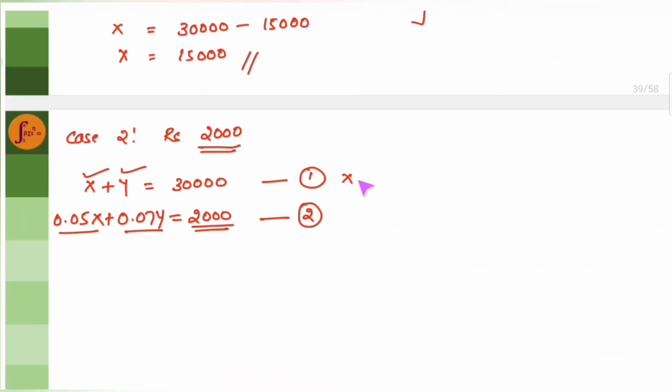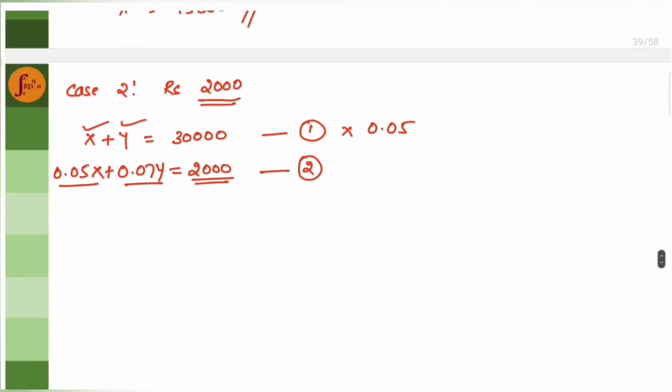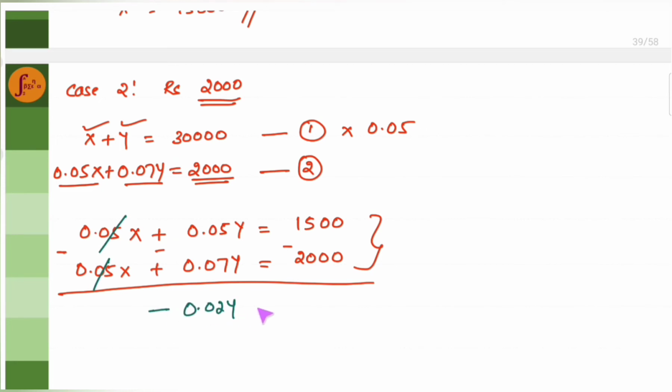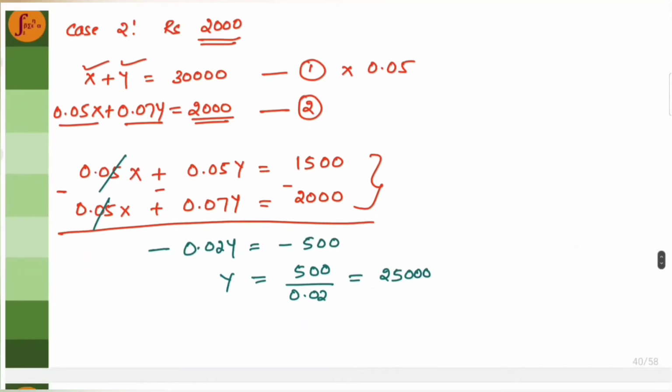So we'll multiply expression 1 with 0.05 now. Same thing. So we'll get 0.05X plus 0.05Y is equal to 1,500. And we'll copy the second expression. Now let's subtract both these expressions. The X terms will get cancelled. So we'll get minus 0.02Y is equal to minus 500, which means Y is equal to 500 by 0.02. So we'll get Y is equal to 25,000 rupees.